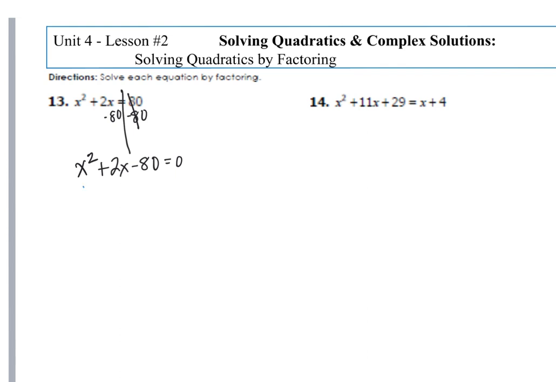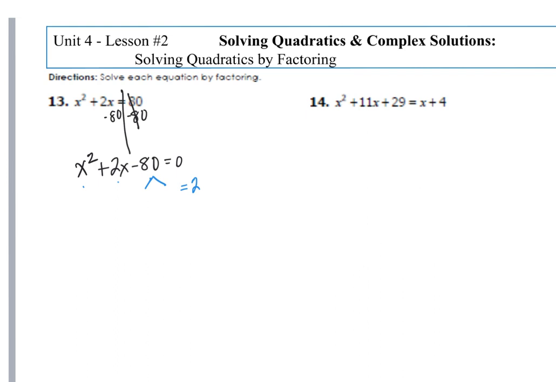Okay, count how many terms. I have 1, 2, 3. We're doing our factor tree. It's coming out of negative 80. So we're looking for two numbers that multiply to negative 80 and add to positive 2. Because it's adding to 2 and we're multiplying to negative 80, it's subtracting.